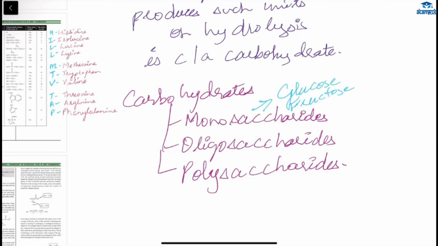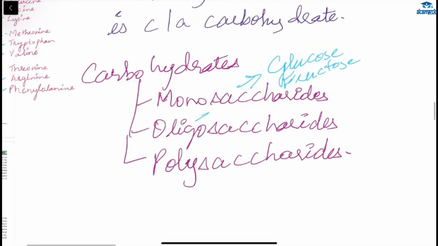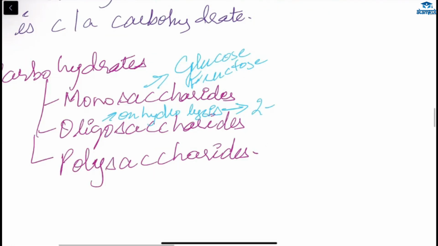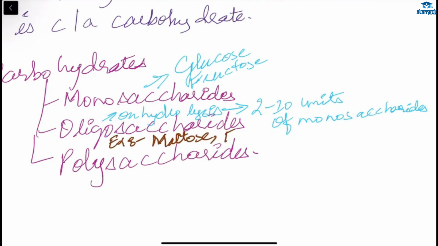Then oligosaccharides are those carbohydrates which yield 2 to 10 units of monosaccharides. This will be perfect. On hydrolysis they give what? On hydrolysis they give 2 to 10 units of monosaccharides. We will call them oligosaccharides. For example, we can write maltose, we can also write sucrose, then lactose.